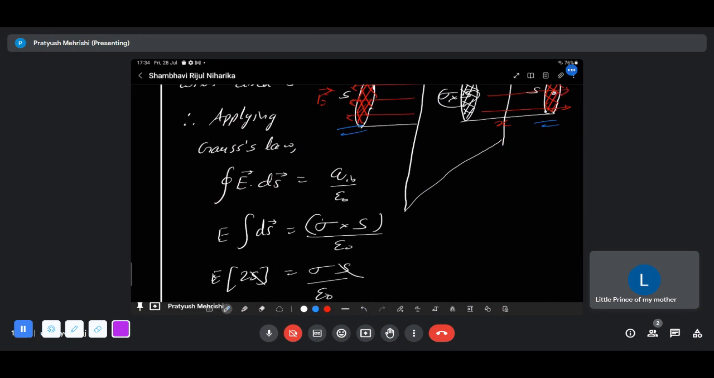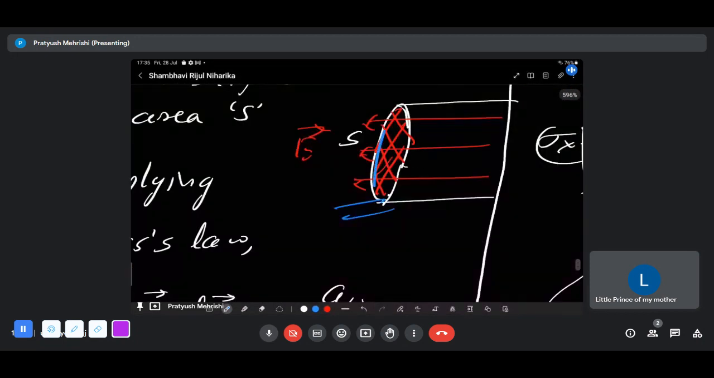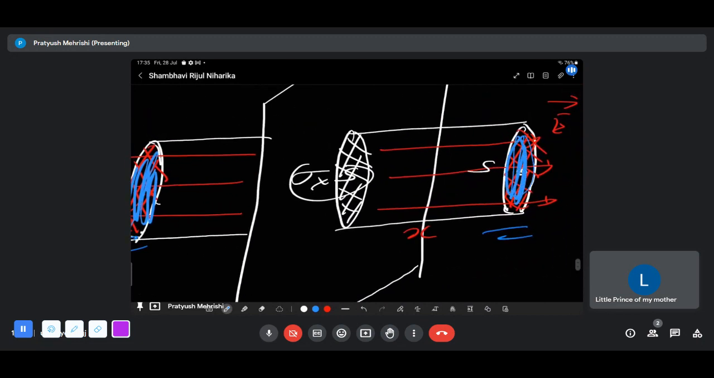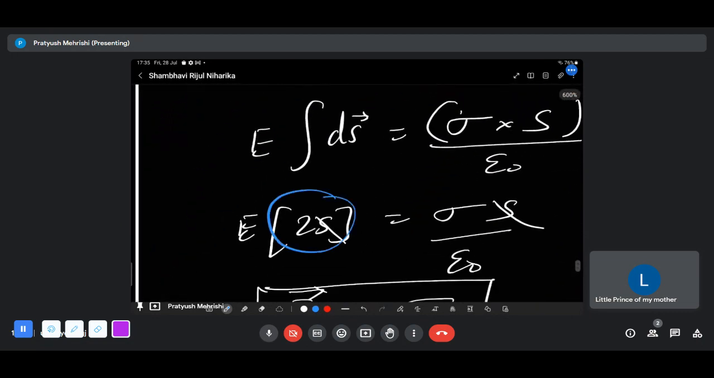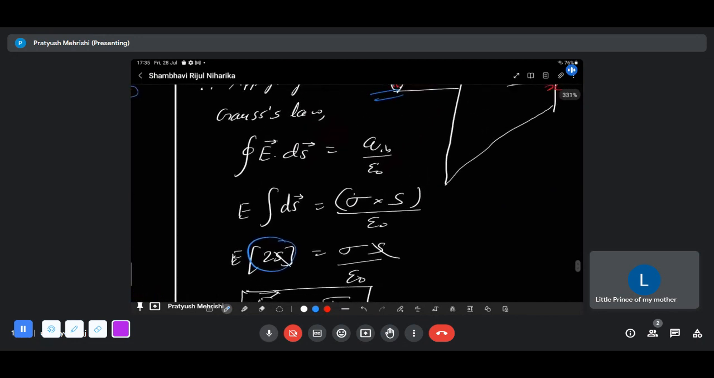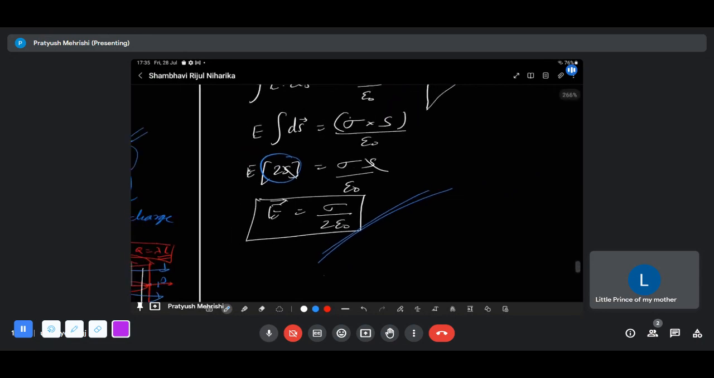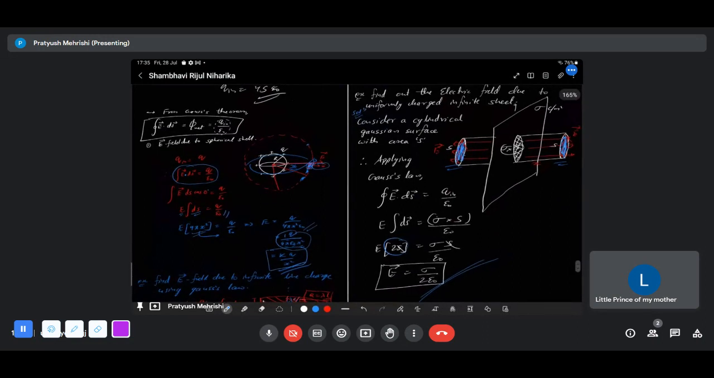S is the area. But in E dot ds, see now, we have two surfaces. One surface is here and another surface is here. Both these surfaces together form 2S. So electric field multiplied by 2S equals sigma S upon epsilon. S and S will cancel out. Ultimately, we are getting sigma upon 2 epsilon. This is the electric field due to an infinite charged sheet.